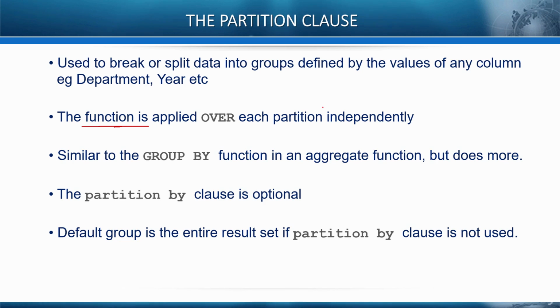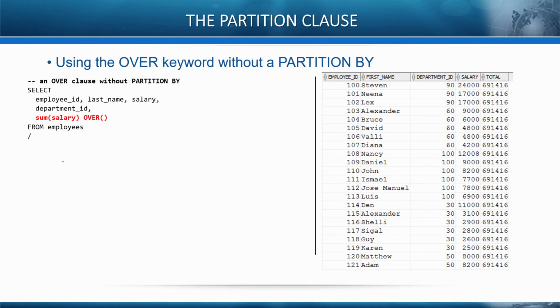The partition clause is optional, and if we have it, the function is applied over each group independently. But if we don't have a partition by clause, then the default group is the entire result set. So if we applied the sum function with the over keyword without a partition by clause, then the results will be the sum of all salaries for the entire company and not just salaries within each department. In our example here, we have used the over keyword without a partition. So by default, the sum function will be applied over all salaries in our database.